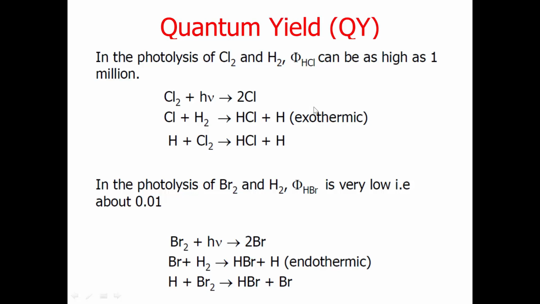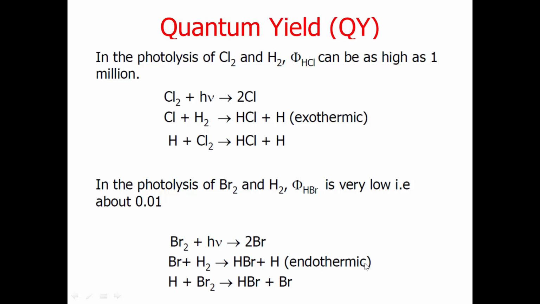It is an exothermic reaction, so heat is evolved. Then the next hydrogen atom reacts with another chlorine molecule and produces HCl plus Cl. So this kind of chain reaction starts, and the number of molecules increases. In such a case, the quantum yield value should be high. And it is reported in the literature that in the photolysis of chlorine and hydrogen, the quantum yield value is around 10 to the power 5. But in the photolysis of bromine and hydrogen, the quantum yield value of HBr is very low, because the main point is that the reaction is endothermic.